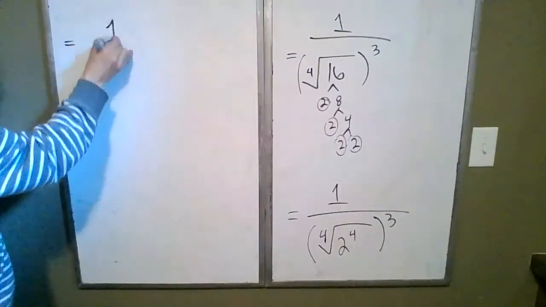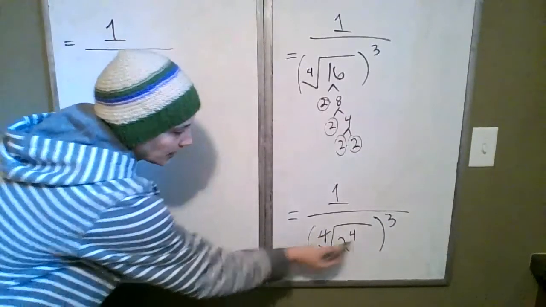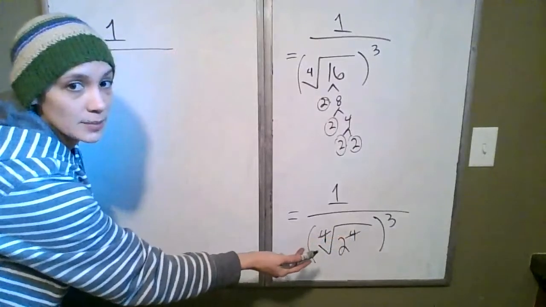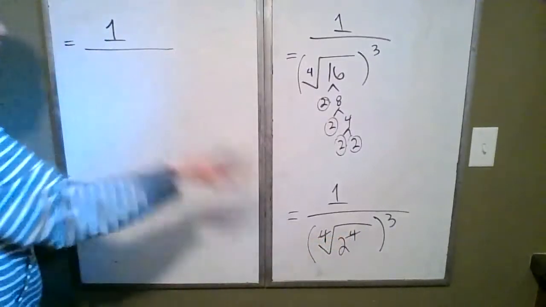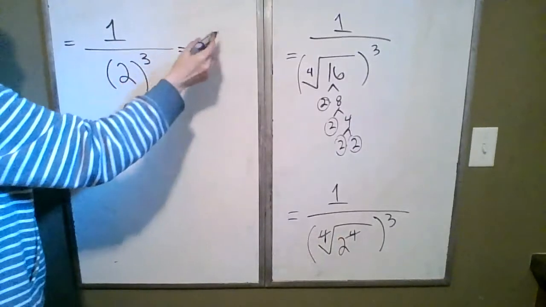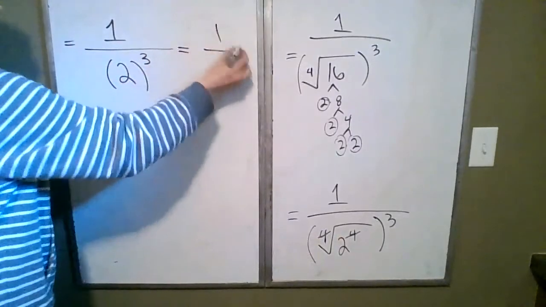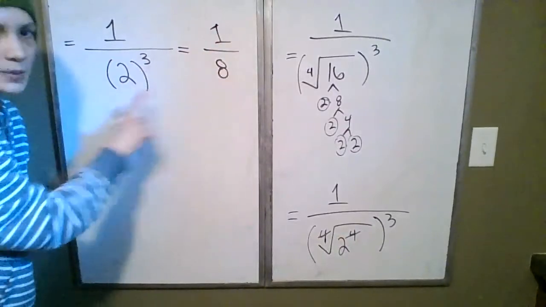We still have 1 sitting in the numerator. This root 4 and that power 4 will simplify this part to 2, and then it's going to be cubed. And 2 cubed is 8.